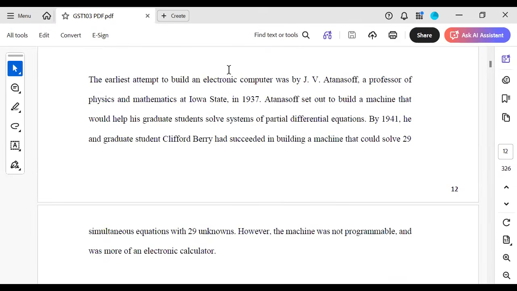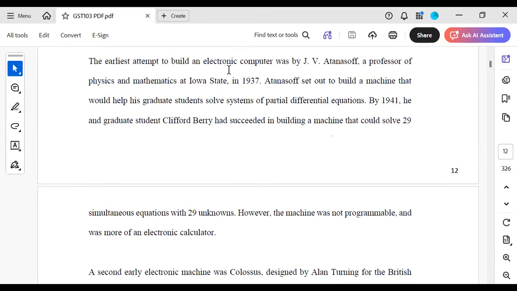Did they mention the name of his computer? Okay, he made an attempt just to build an electronic computer.